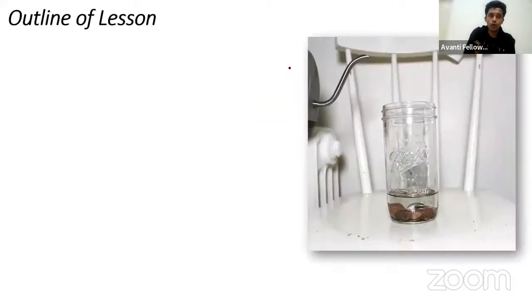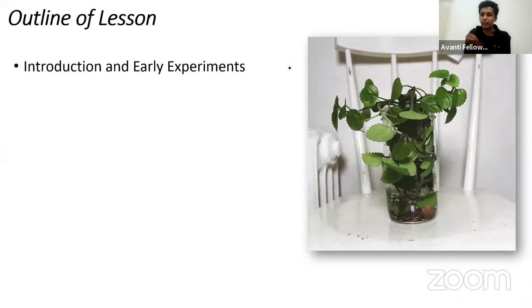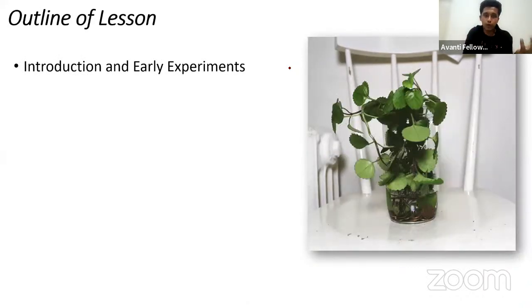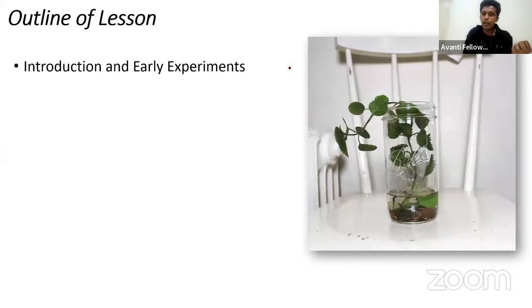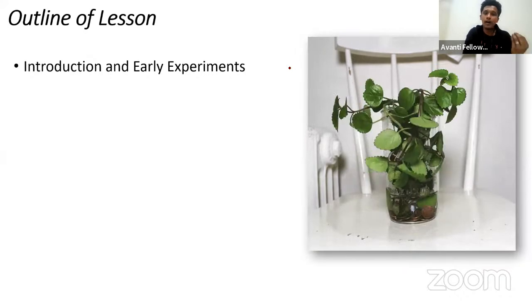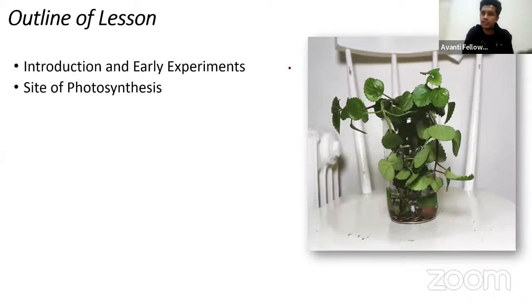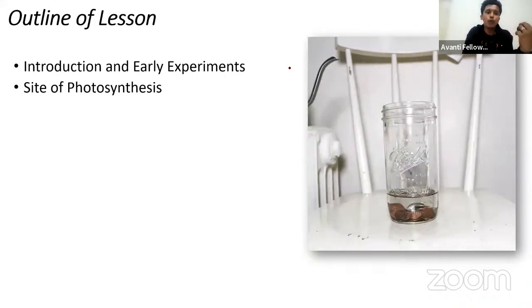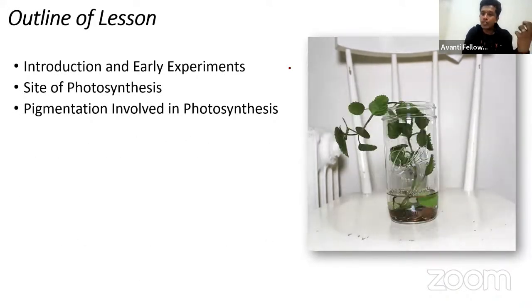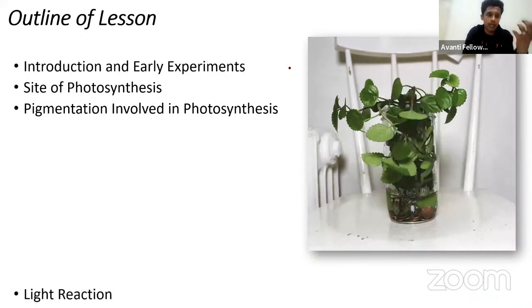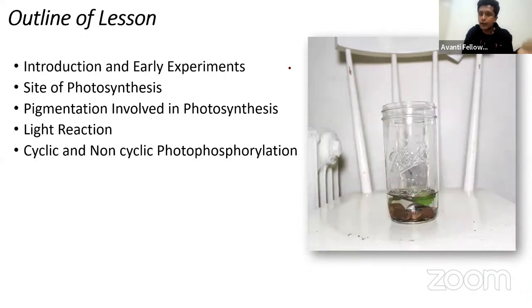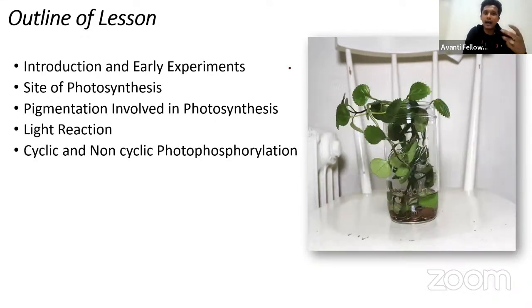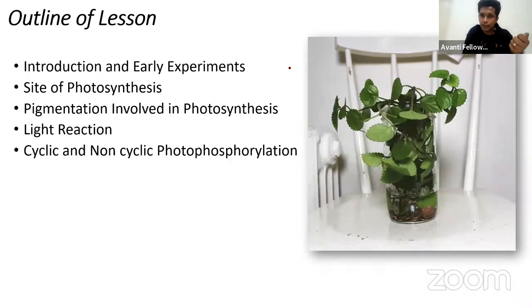All right. So let's go with respect to the outline of this chapter. By the end of this session, we'll try to finish as many topics as possible. We aim to finish the introduction to photosynthesis and how photosynthesis was proved through early experiments and how it gave us our way of understanding photosynthesis. Next is where photosynthesis happens and the pigments responsible for it. Then we understand what is light reaction. In light reactions, we have two different types, cyclic and non-cyclic photophosphorylation reactions.